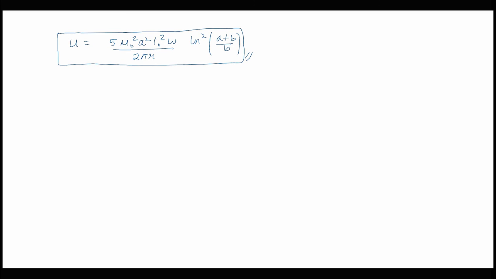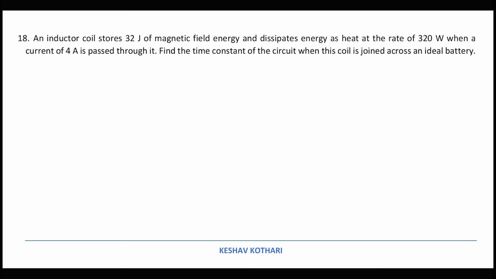So let us deal with the next problem. The next problem states an inductor coil stores 32 joule of magnetic field energy and dissipates energy as heat at the rate of 320 watt when a current of 4 ampere is passed through it. Find the time constant of the circuit when this coil is joined across an ideal battery.